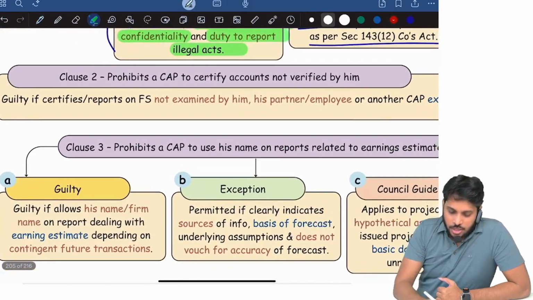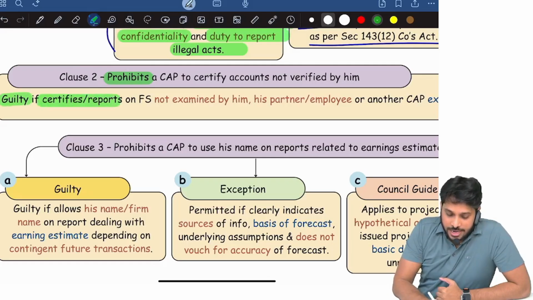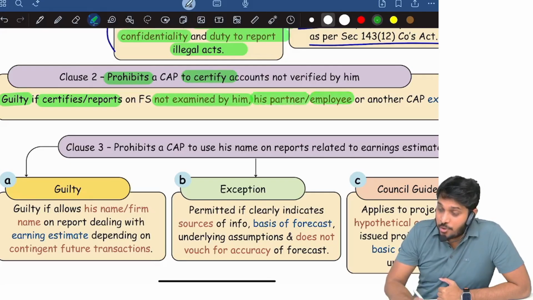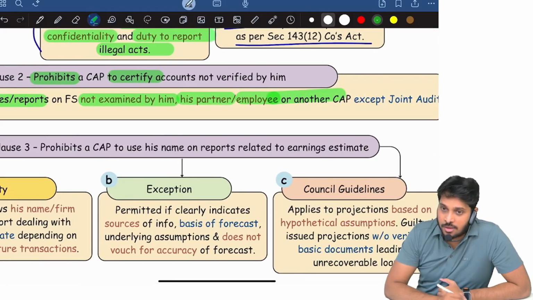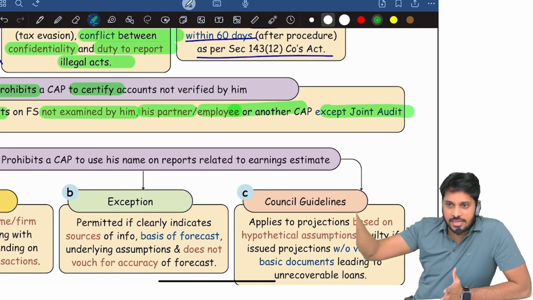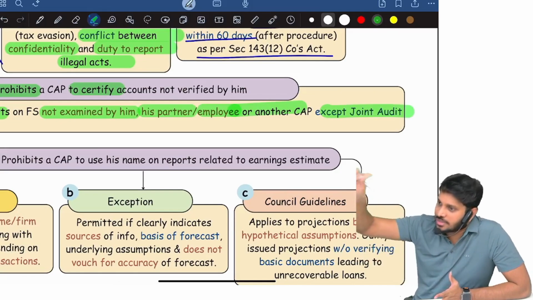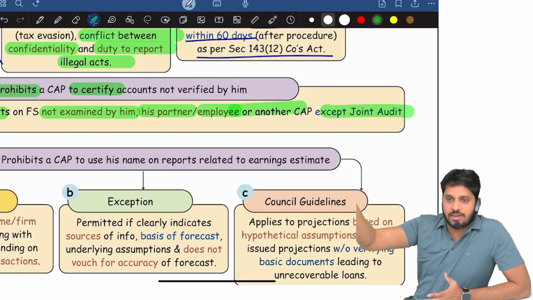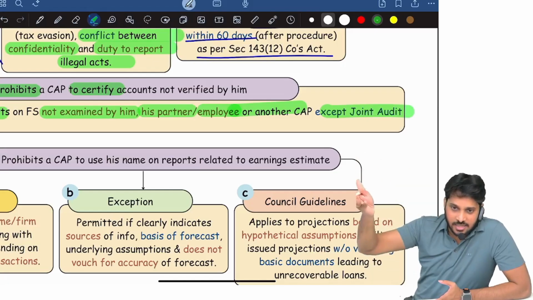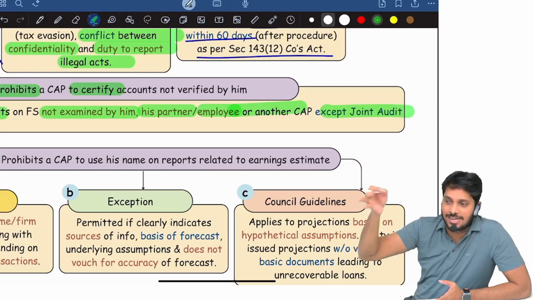Then clause number 2. It says you are guilty if you certify any certificate or report but you didn't examine, your partner didn't examine, your employee did not examine, or even another CA did not examine. However, the exception is joint audit. Suppose I'm signing the State Bank of India audit report, I didn't verify the entire financial statements. If the joint auditor verified, the exception will apply. Suppose nobody verified, I didn't, my partner did not, my employee did not, and I did not even delegate that work to another CA. None of us verified, and we just signed the financial statements. Then you are guilty under clause number 2.